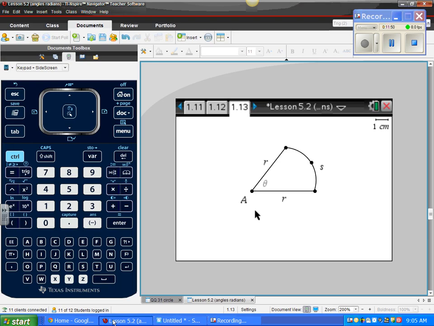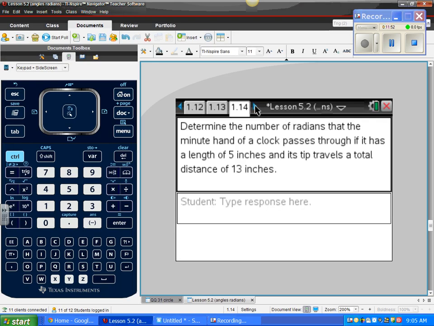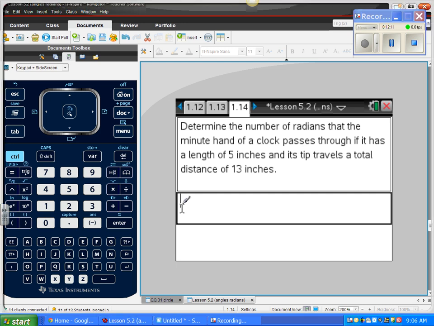All right, so first problem, determine the number of radians that the minute hand of a clock passes through if it has a length of 5 inches and its tip travels a total distance of 13 inches. It is imperative that you guys draw pictures for these. You have to get used to drawing pictures. So let's think about a clock. What shape is the clock? Circle.